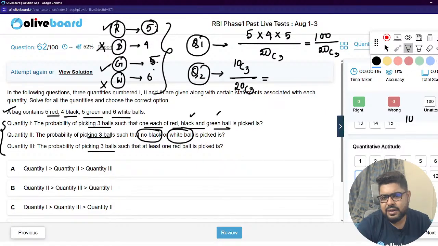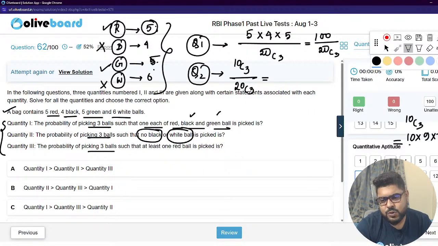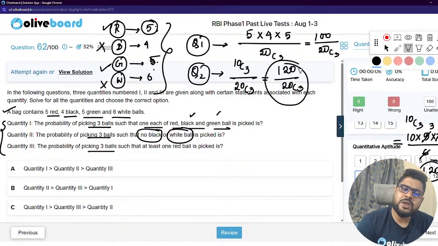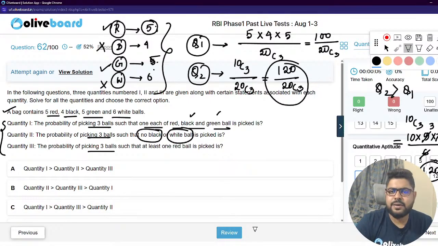Now what is the value of 10C3? Just do it here. Anything C3 I told you is n into n minus 1 into n minus 2 by sir 6. तो इसको सर 3, इसको सर 4. So ये 120 होता है. So that means 120 by 20C3. So it means Q2, that means sir Q2 is definitely greater than Q1.